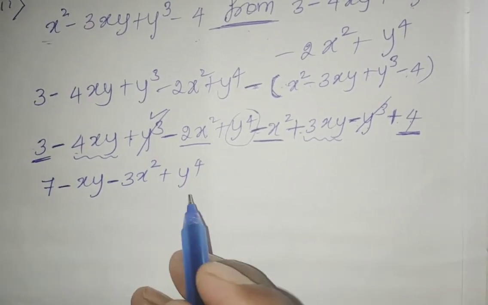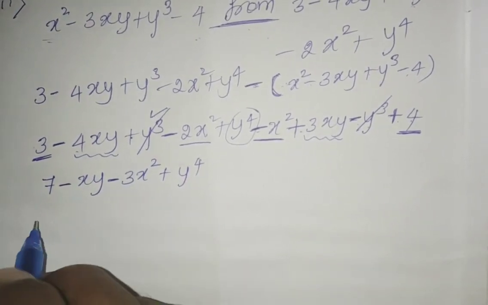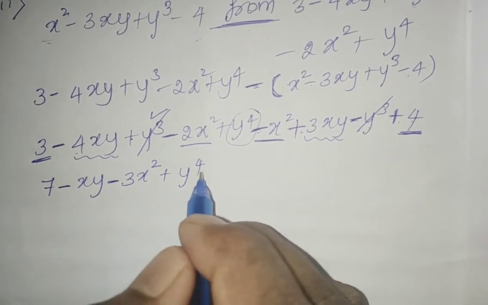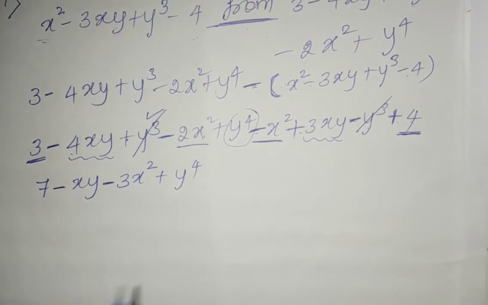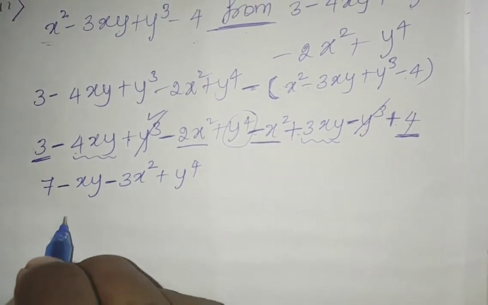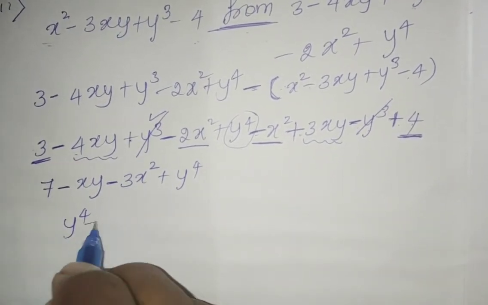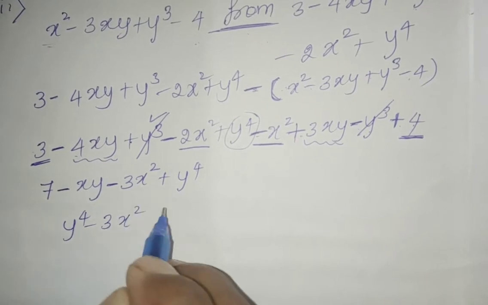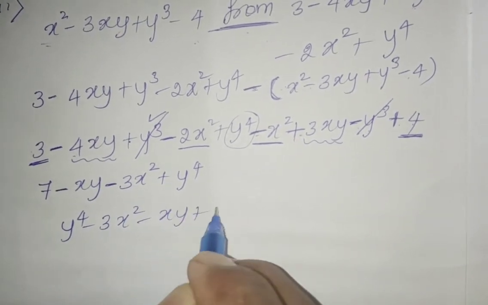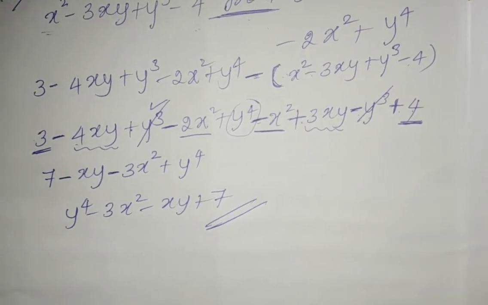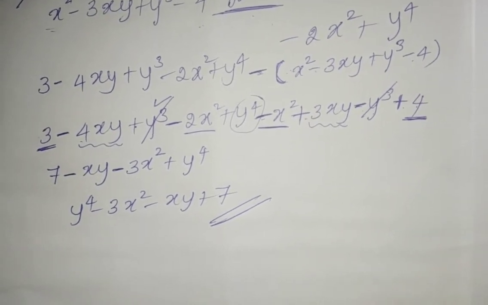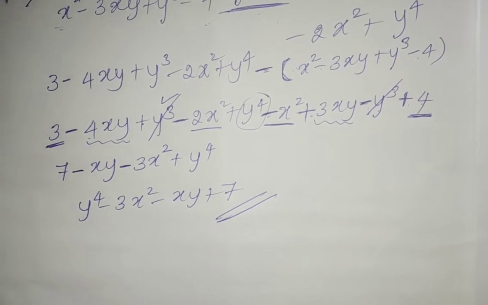So this is the final answer. Or else you can write in standard form. Standard form means always in descending order, from the highest power to the lowest power. This is y raised to 4 minus 3x square minus xy plus 7. So this is the answer. I hope all students understood. Now I will give some homework to solve.